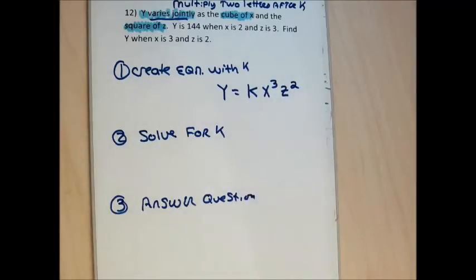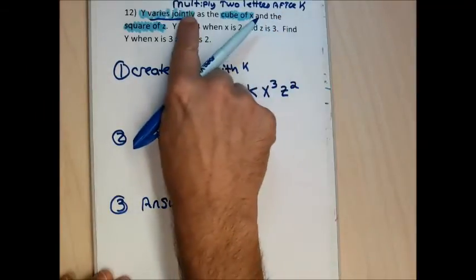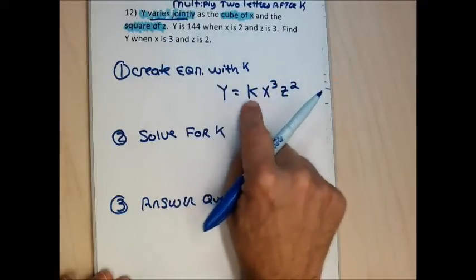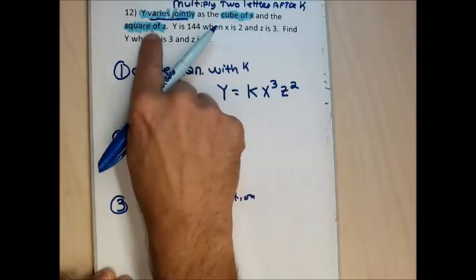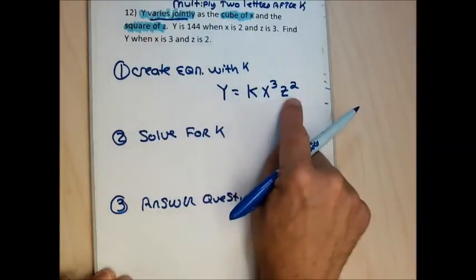So that's the first sentence. I've created an equation with a k, and it had straight multiplication with 2 letters after the k. That jointly told me my equation was going to have multiplication with 2 letters after the k. The words cube of x and square of z gave me the letters that came after the k.